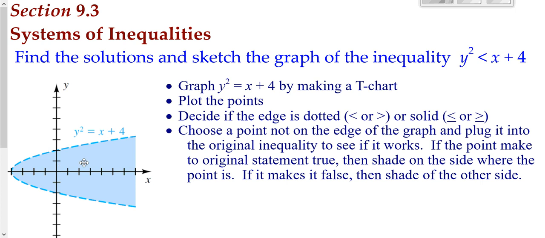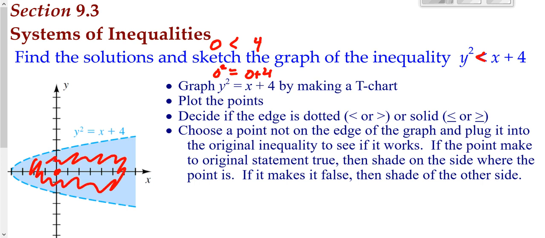Then you have to decide, do I shade on the inside part of the curve or the outside part of the curve? What I would do is choose a point that's not on the edge of my curve. For this particular problem, I'm going to choose the point (0, 0). If I plug in x being 0 and y being 0, I get 0 on the left-hand side and 4 on the right-hand side, and we're dealing with a less than. And 0 is less than 4. That's a true statement. So I try the point here, it works, which means I'm going to shade on that part of my graph where that point is.